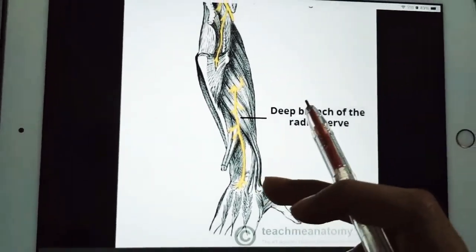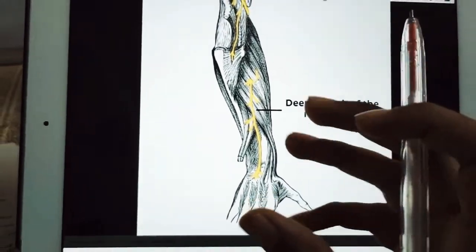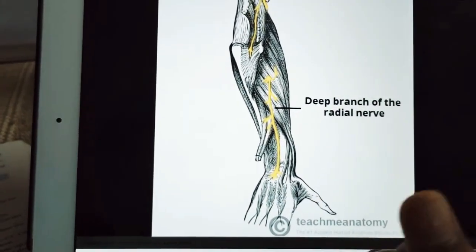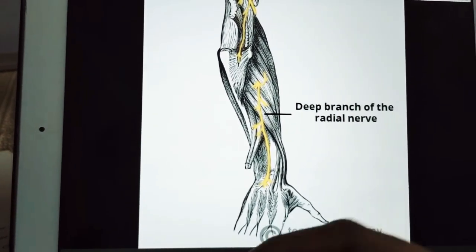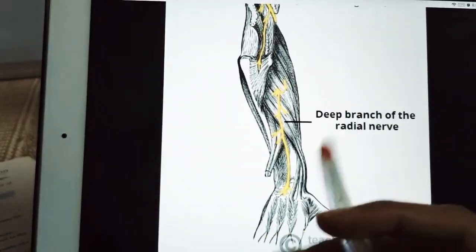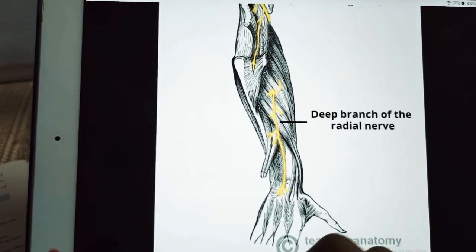Actually we do not have a particular diagram for this, so you need to just understand. So by this we have completed the nerves of the front of the forearm. Next we'll start with the palmar aspect of the wrist and hand.